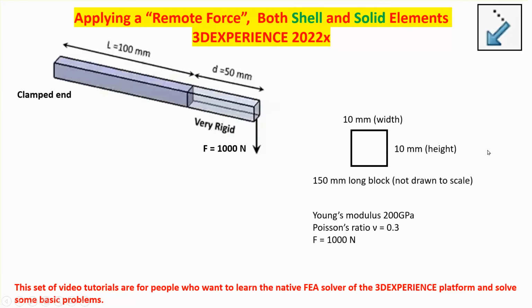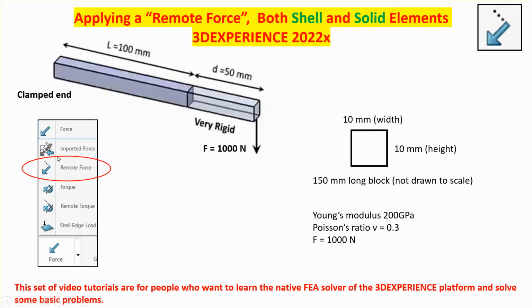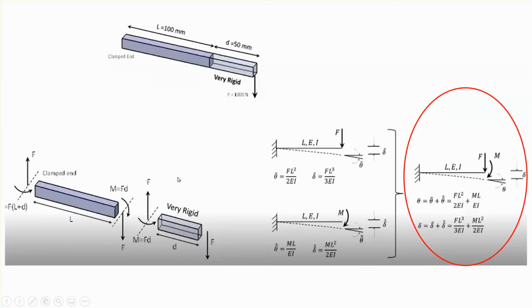The geometry is shown here. Standard steel properties, and the load is 1000 Newton. And the remote force icon that we are discussing is actually shown here under the force. When you try to apply a force, there are these different things that you can do, and one of them is remote force. Now, I have separated this very rigid portion of the cantilever beam, drawn it like that, and drawn the free body diagram.